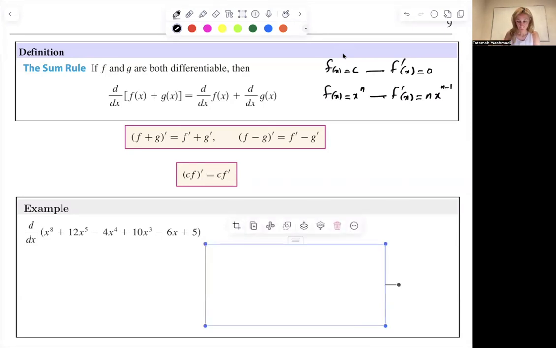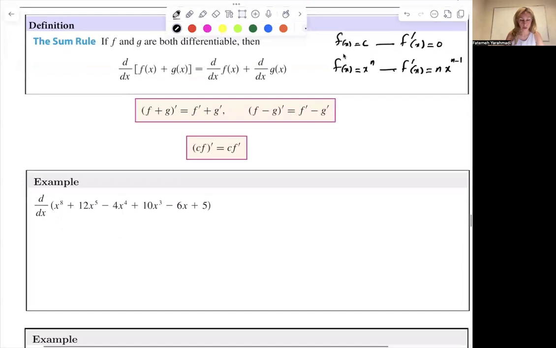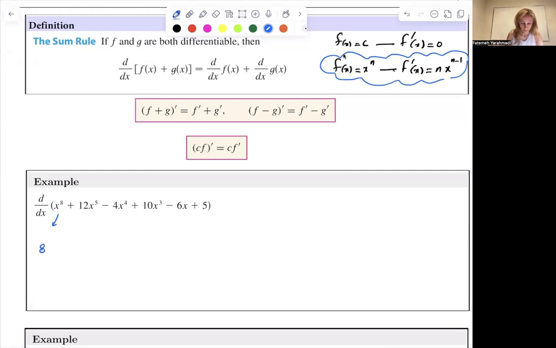Take a look at this polynomial. So here I have a polynomial including x to power 8, 12x to power 5 minus 4x to power 4 plus 10x cubed minus 6x plus 5. So I can take the derivative of each one of these terms separately and then combine them together. Or directly you can use the derivative and take the derivative of each one of these separately. So the derivative of x to power 8 following the power rule is going to be 8 x to power 8 minus 1.